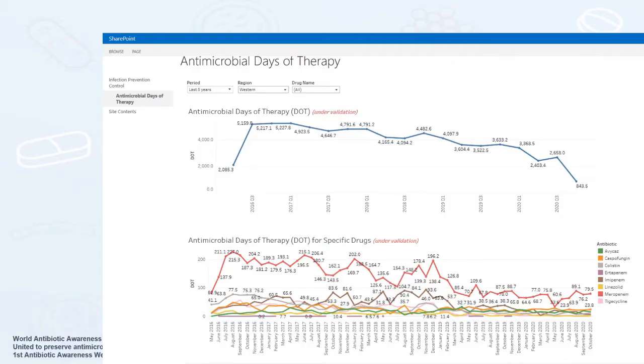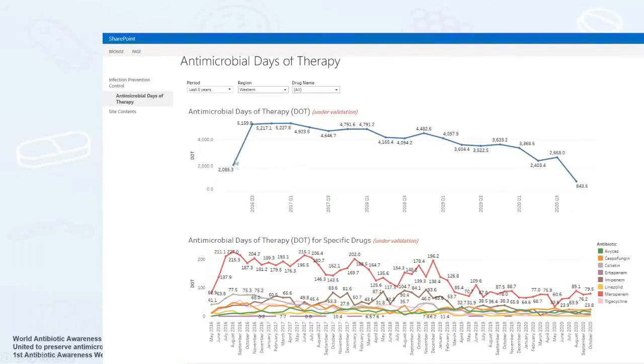But I will show you some data that I have for the Western region, so this is National Guard Jeddah. The goal here is to create easily accessible data for our leadership on days of therapy, and then also translate this information to DDD. And you can see here there's a clear reduction in consumption from 2016 to 2020.